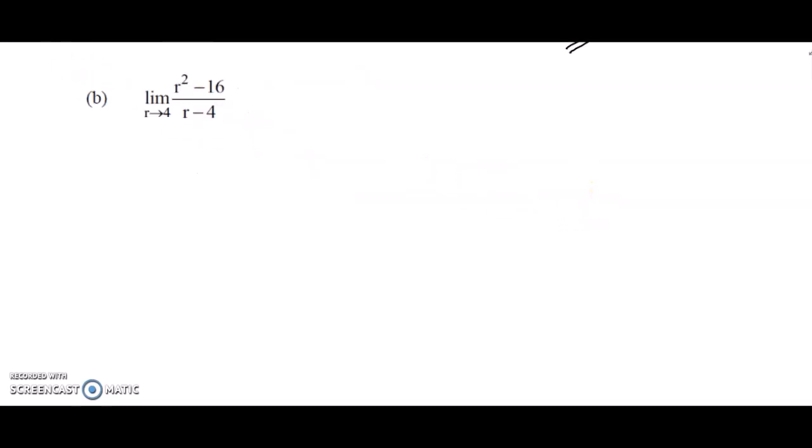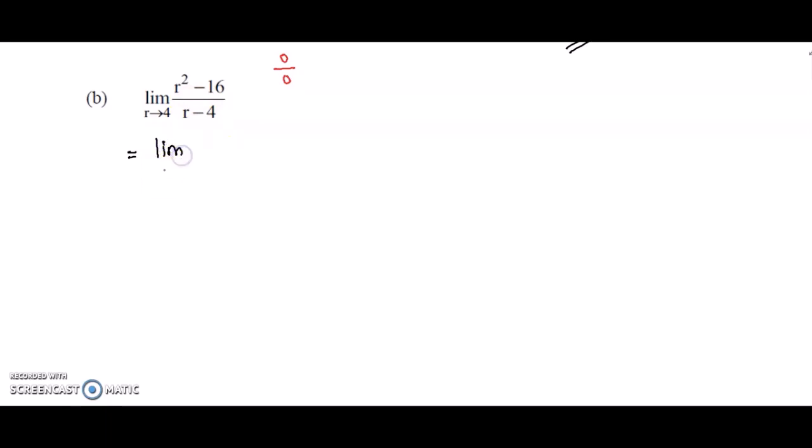For the second question, again, we are going to substitute first, to see whether we get the 0 over 0. Substitute 4 inside, you have a 0 on top. And substitute 4 below, you got 0 below. So again, you know that the substitution method will fail. We need to proceed to factorization since this is a polynomial on top and a polynomial below.